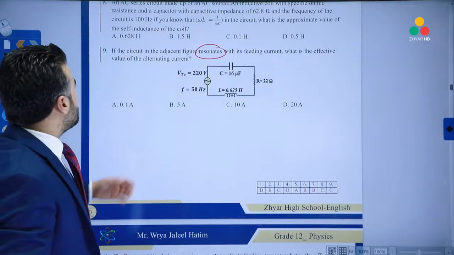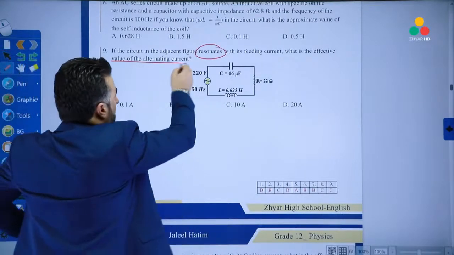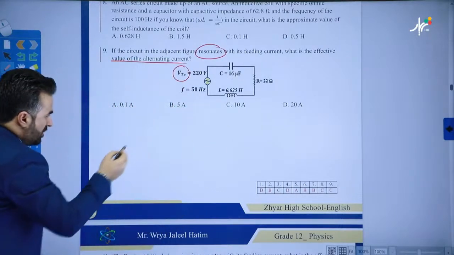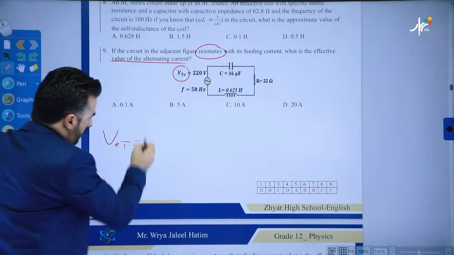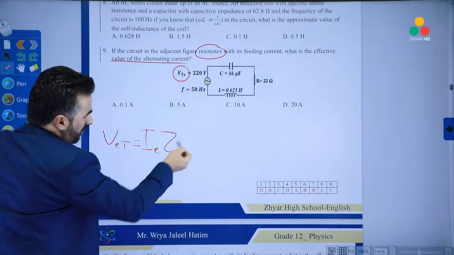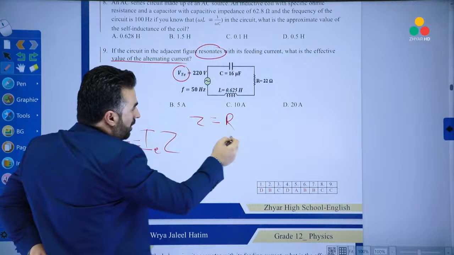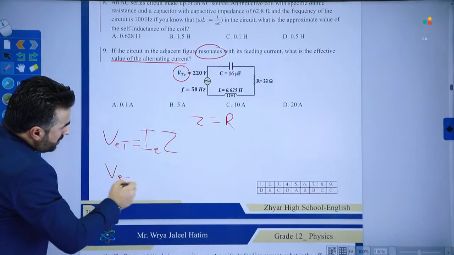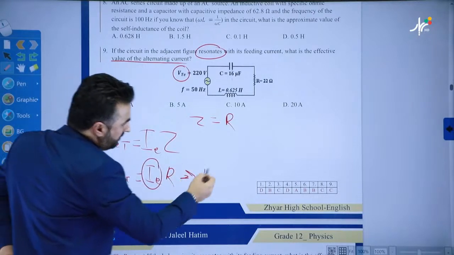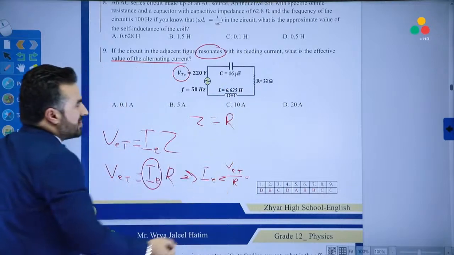Whether it is feeding current, what is the effective value of the alternating current here? Remember this, you have the V total effective. In resonance, the total impedance equals R. So V effective total equals I effective times Z total, the impedance of the circuit. But don't forget, in a resonating circuit, Z and R are equal. So I can rewrite this as I effective times R. So I effective equals V effective total over R, and you plug in the numbers and you'll find the answer.